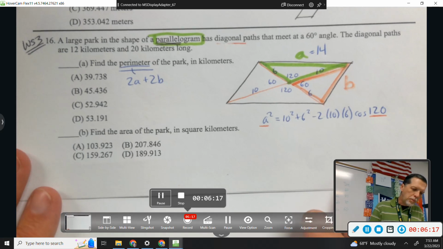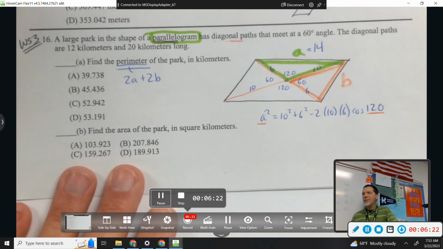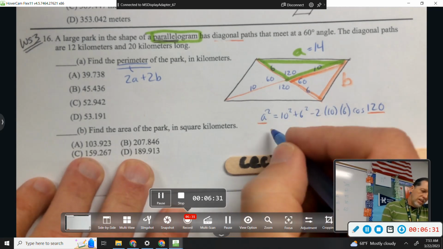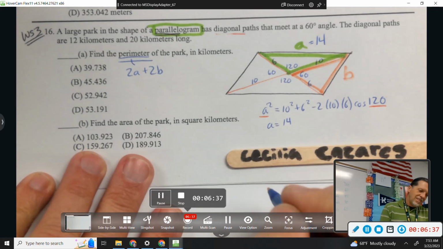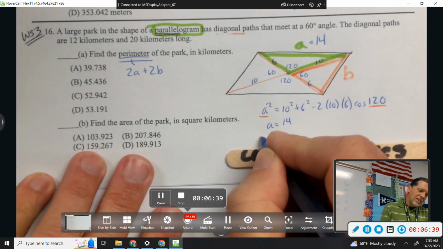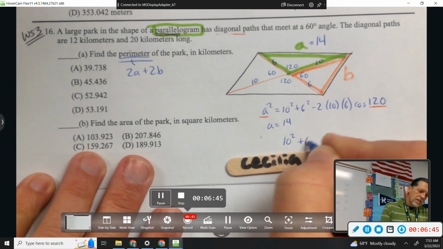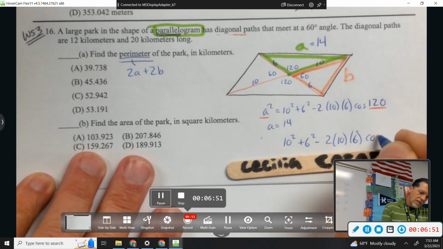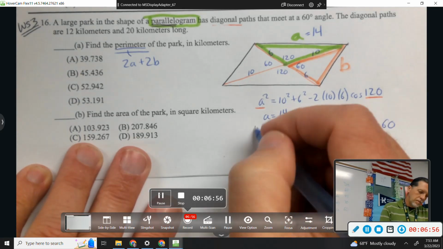And then I need B. So now everybody got A in their calculator. Cecilia, how am I going to find B? Just go ahead and give me the equation. Okay. It's going to be 10 squared plus 6 squared minus 2 times 10 times 6 times cosine of 60. And what does that equal? B squared. B squared. Good.